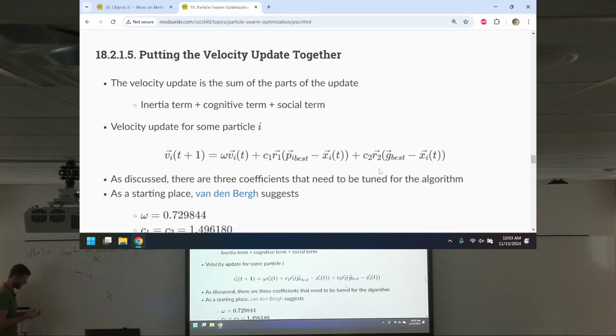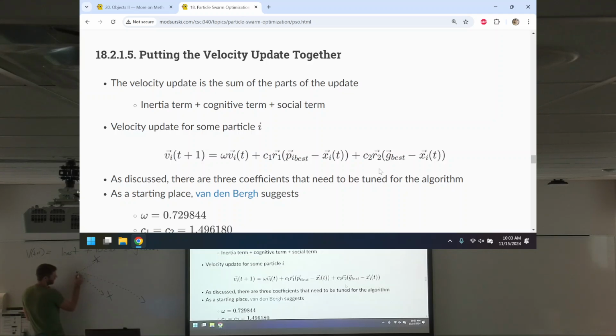So, that's my current velocity, right? I want to keep going that way. I also want to go that way a little bit. And I want to go that way a little bit. Well, I can't do all three. I need to add these vectors together, okay?